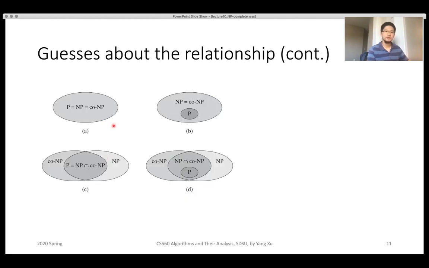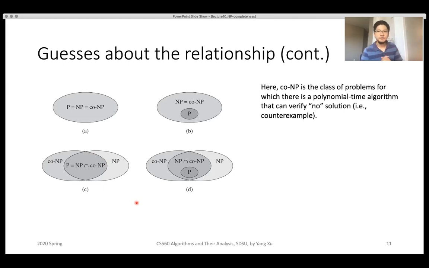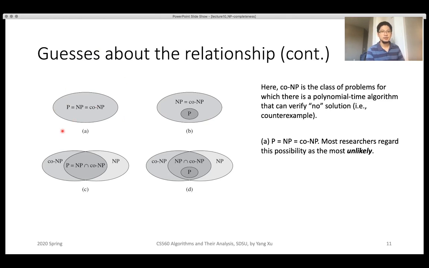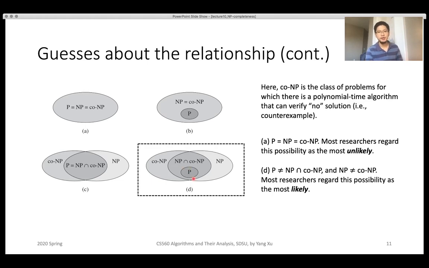And in the following graphs, if we use co-NP to refer to the class of problems where there is a polynomial time algorithm that can verify no solution, or verify a counterexample, then typically people believe that case A is the most unlikely case. It is most unlikely that P equals NP and equals co-NP. But in most cases, people believe that D, where there's some intersection between NP and co-NP, is right. And within that intersection, there's an even smaller part, which is P. So people believe that this is the most likely case.